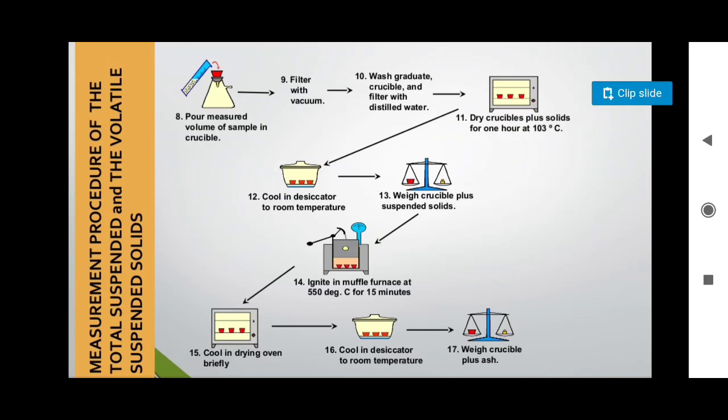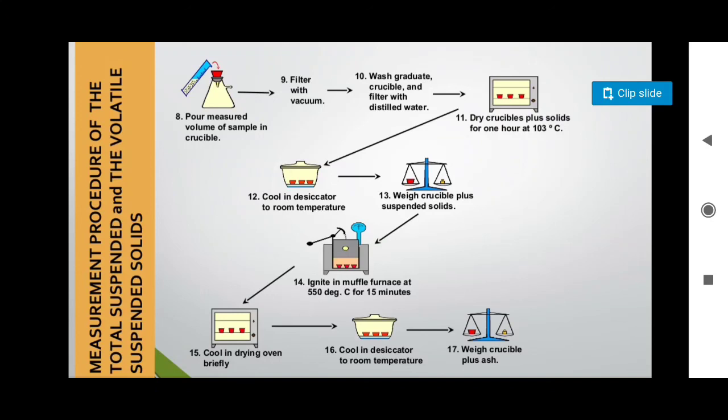The weight of the crucible plus the suspended solid that is retained on the Whatman paper is weighed, and then we ignite it in the muffle furnace. A portion of it will be lost in the muffle furnace, and a portion would still be left behind in the crucible. The portion which is left behind is the fixed solid. Again, the same process of cooling in the drying oven, then cooling in the desiccator, and weighing the crucible.